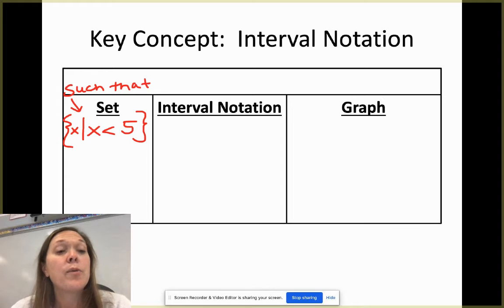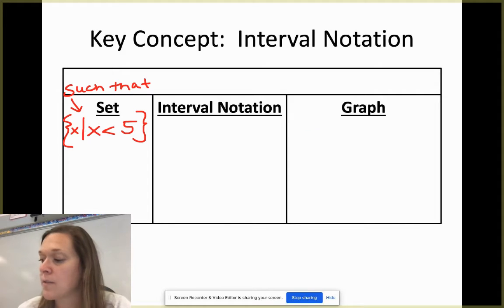Now we don't normally write our answers in set notation. Our textbook wants all answers in interval notation, which is what I will also want. So anytime you are solving an inequality, your answer should always be written in interval notation. So what does interval notation look like? Okay, so let's go back to that graph.